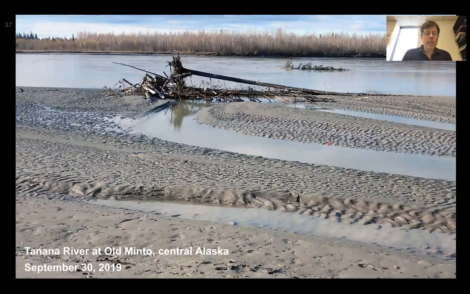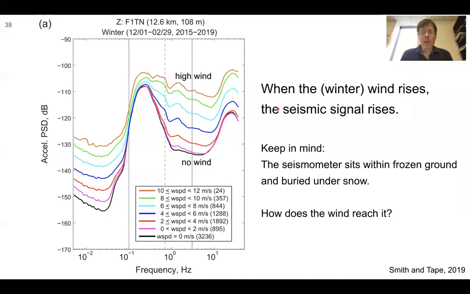And to show a photo, this is taken from Old Minto along the Tanana River. It captures a few things. There's a lot of debris in the river, trees along the margins. You can see here, you can see the sand and the ripples. Just a reminder that these river systems are carrying sedimentation. And in terms of understanding why a seismometer picks up some kind of signal from the river, we have to think about what's in the river. It's water hitting itself, it's churning up sediments, depositing it. And so this captures some of that.